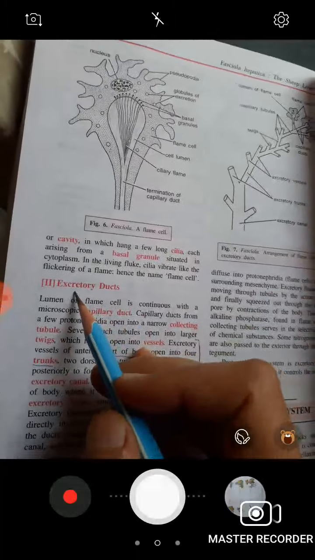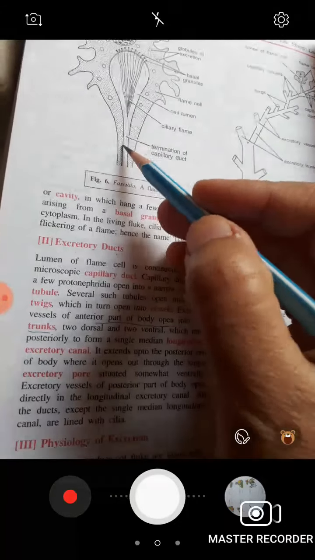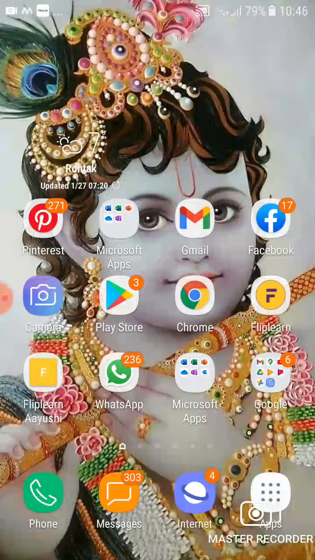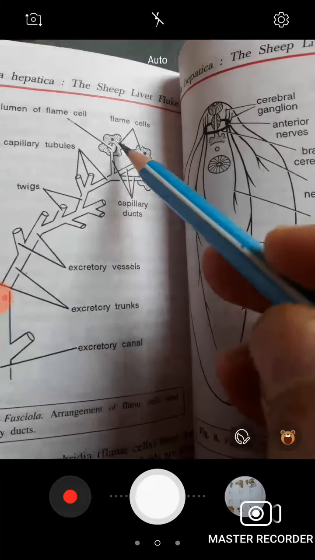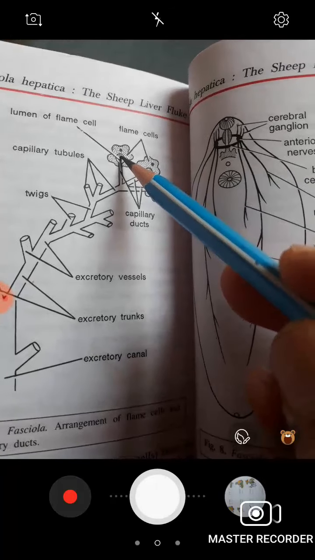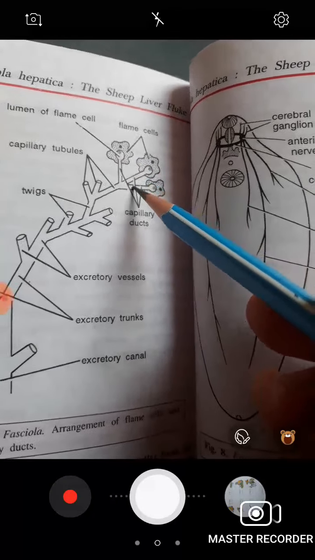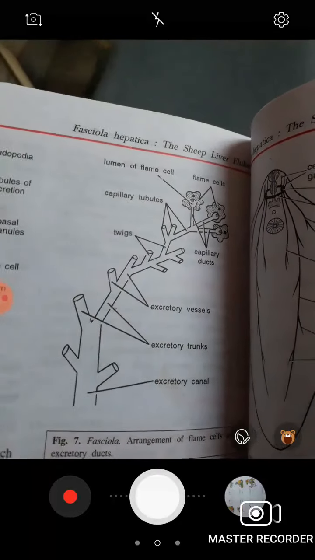Now next are the excretory ducts. So what are excretory ducts? The lumen of the flame cell, this cavity of the flame cell, is continuous with a capillary duct. Here you see in this diagram, these are the flame cells and this one is the lumen of these flame cells. So this lumen is in continuity with these capillary ducts. You see in this diagram, these are the capillary ducts.